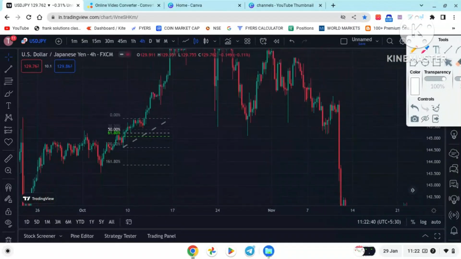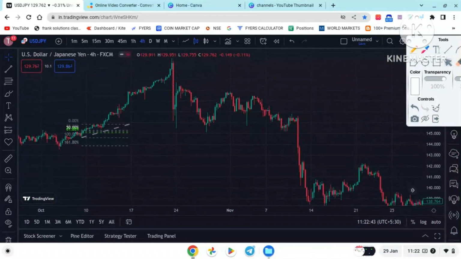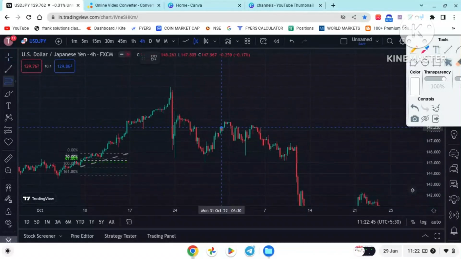And now a healthy pullback. What is a healthy pullback? See, this is a trend.